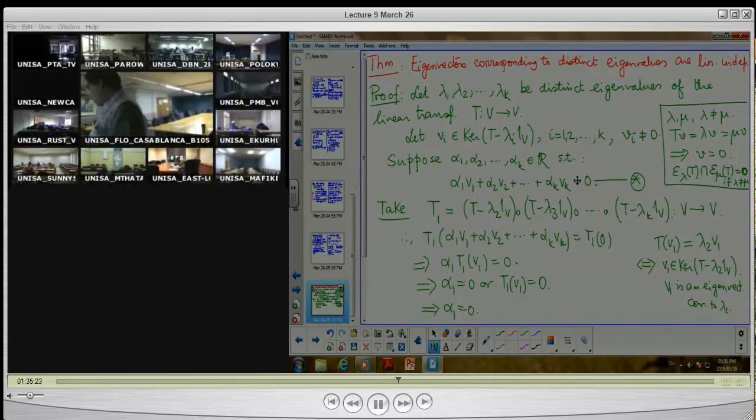Okay? And therefore, it must be that alpha 1 is 0. Now what was the trick that I did? I found out a suitable linear transformation made out of these. To show alpha 1, I have just thrown out T minus lambda 1. So to show alpha 2, I just throw out this lambda 2, right? So that they're all different.